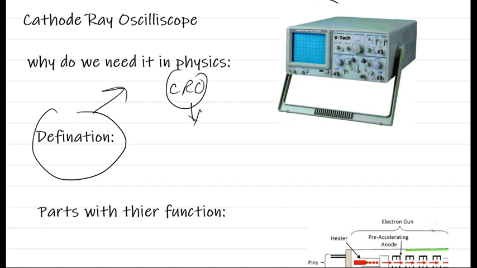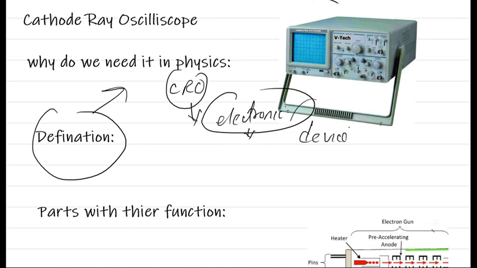This is an electronic device. Sometimes you will also see in some books, or some teachers also say, an electrical device. But the proper term is electronic device. It is the electronic device with the help of which we can study voltage, AC and DC current, and the different properties of sound, graphically. So this is the CRO.